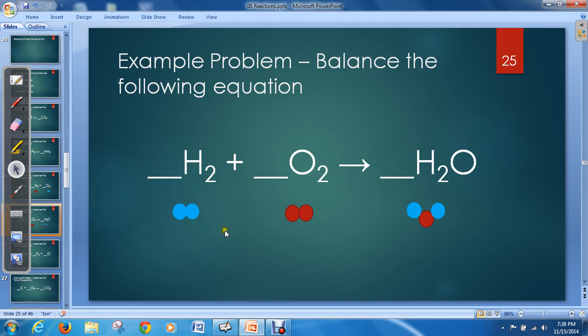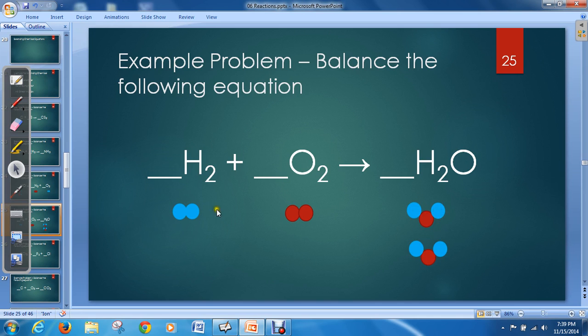Okay, so now blue is hydrogen, red is oxygen. You'll see we have two hydrogens on this side and only one oxygen, but we have two over here. So we need to increase the number of oxygen we have on this side. Let's copy one of these and put two of them on this side. Now we have two red ones, two oxygens, and four blue ones, four hydrogens.